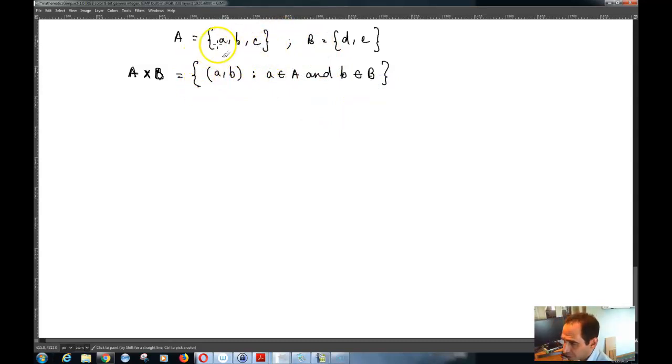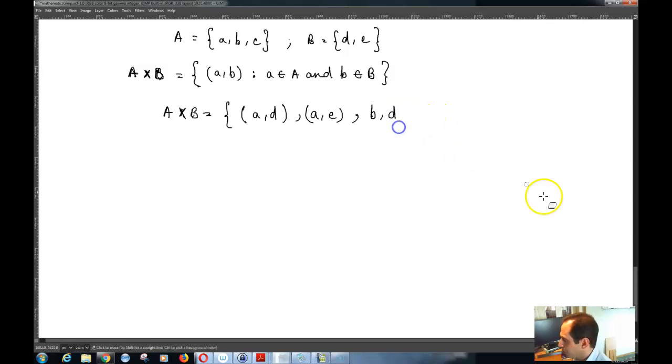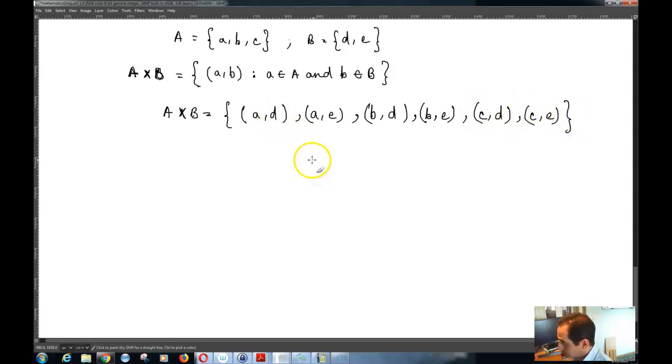And what that means is that in this particular case, A times B would be equal to this set: A comma D, A comma E, and then B comma D and B comma E, and C comma D, and C comma E. So that's basically the Cartesian product of two sets.